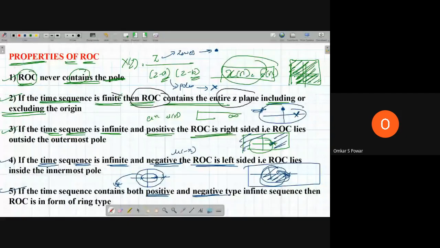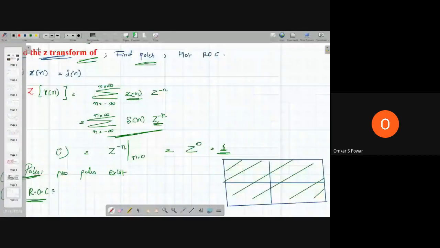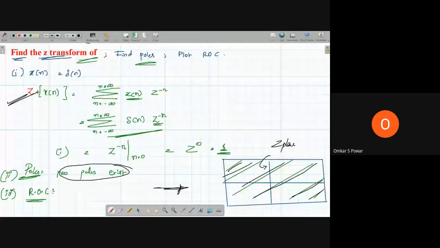So I have plotted here. So this is your Z plane. So your ROC is this green color region, whatever I have plotted, it contains the entire Z plane, including or excluding the origin. So this is your ROC, there are no poles, and this is your Z transform. Simple, isn't it? So using these things only, we are going to solve some problems in this Z transform.